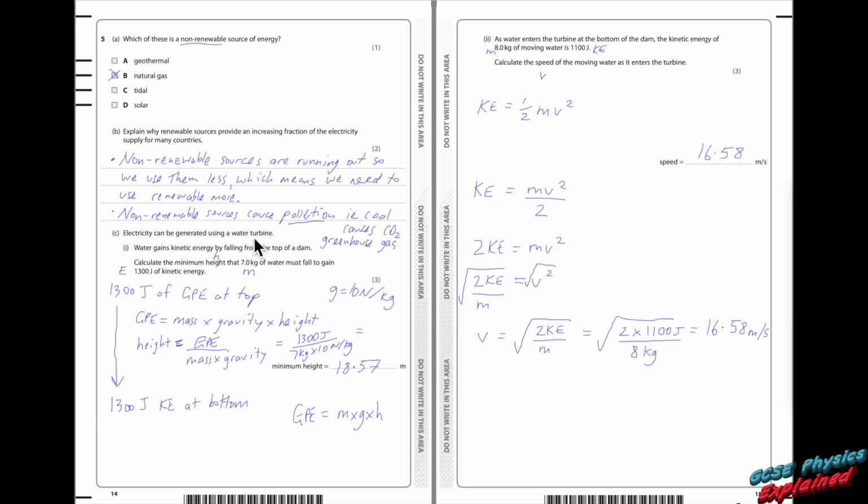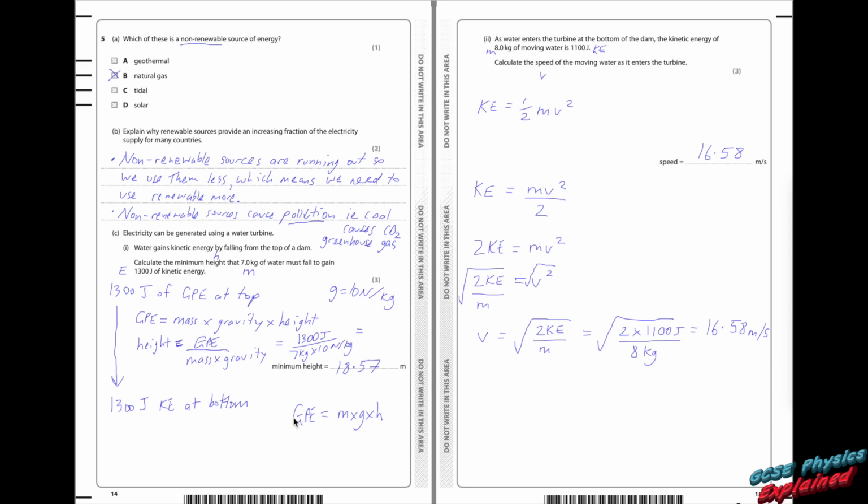Question C. Electricity can be generated using a water turbine. Water gains kinetic energy by falling from the top of a dam. Calculate the minimum height that 7 kilograms of water must fall to gain 1300 joules of kinetic energy. Now, if you're going to have 1300 joules of kinetic energy at the bottom, that must mean that it had at least 1300 joules of gravitational potential energy at the top. And we're assuming that no energy has been lost on the way down.